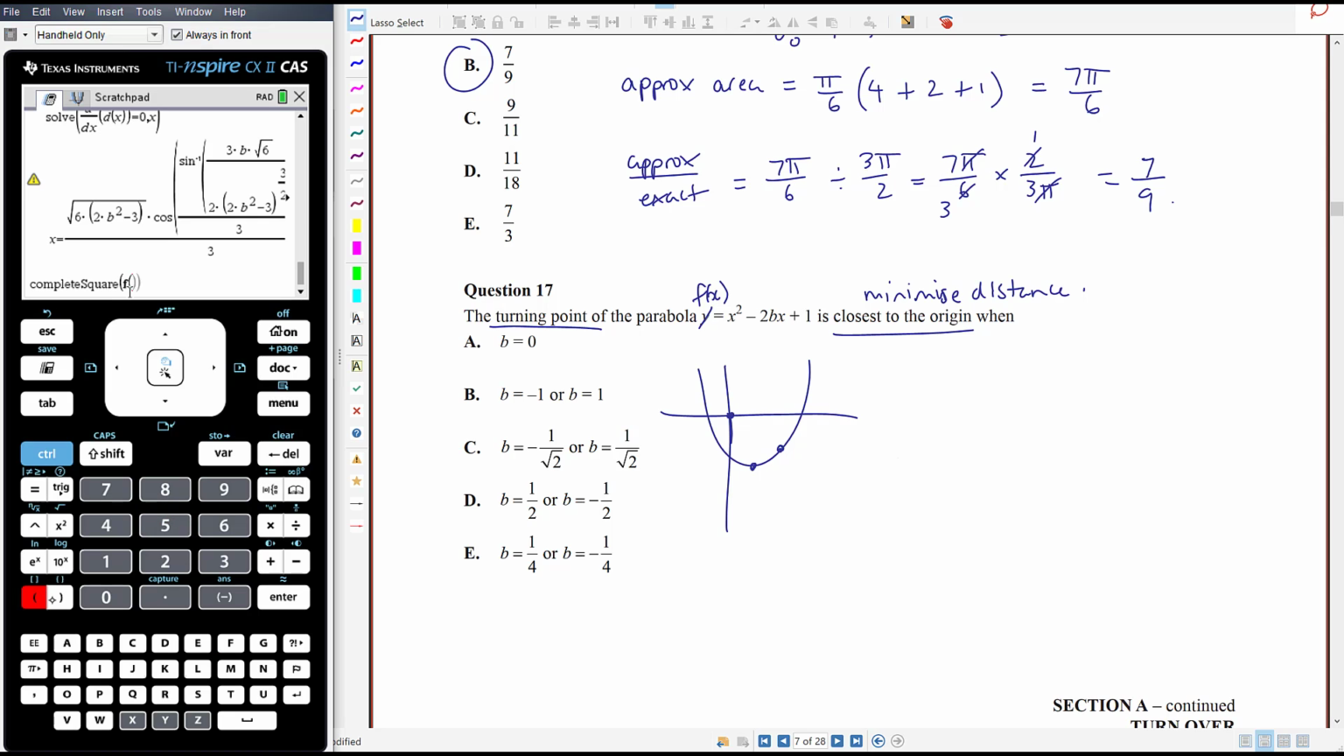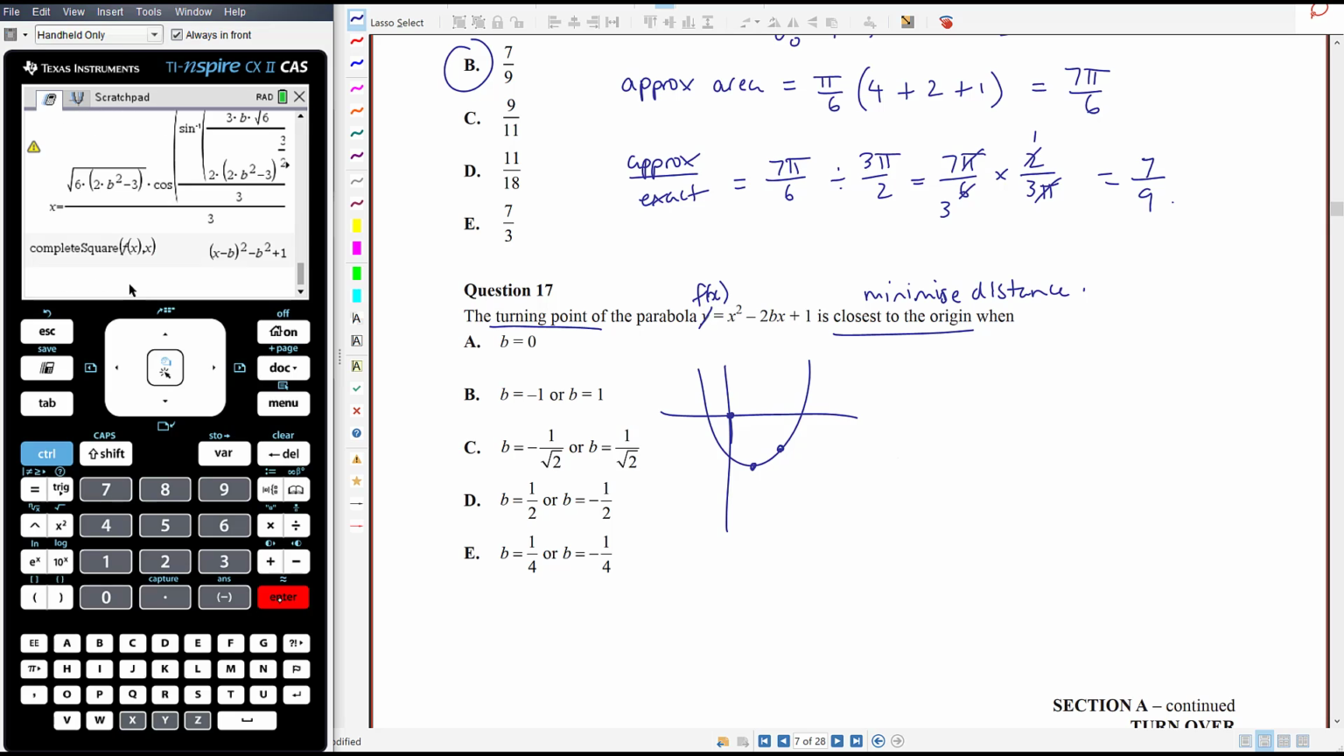We want to complete the square for our function which we've got defined. You need to put comma x with completing the square. Completing the square tells us that y is equal to x minus b all squared minus b squared plus 1. And so that means that the turning point has coordinates of b and negative b squared plus 1, so I might write that as 1 minus b squared. So that's the coordinates of the turning point.